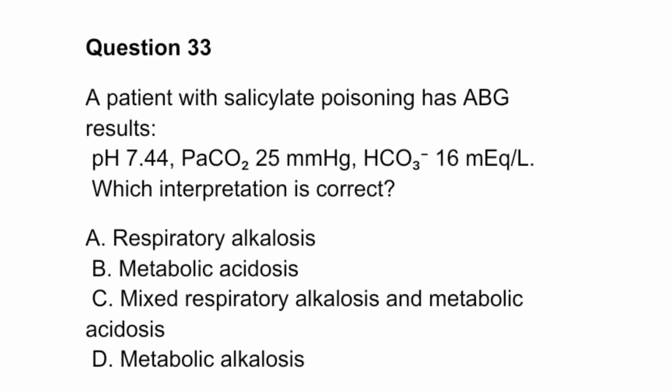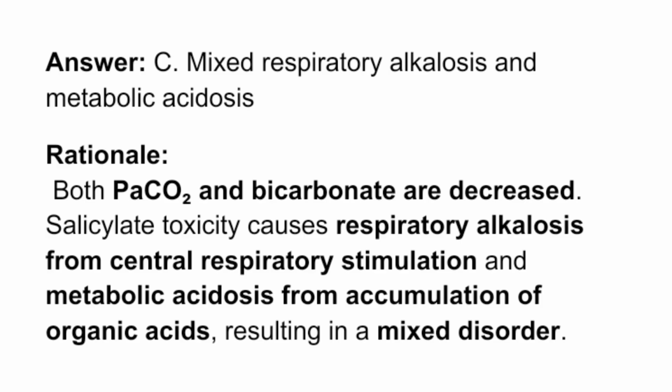Question 33. A patient with salicylate poisoning has ABG results at pH 7.44, PaCO2 25 mmHg, HCO3- 16 milliequivalents per liter. Which interpretation is correct? A. Respiratory alkalosis. B. Metabolic acidosis. C. Mixed respiratory alkalosis and metabolic acidosis. D. Metabolic alkalosis. Answer: C. Mixed respiratory alkalosis and metabolic acidosis.